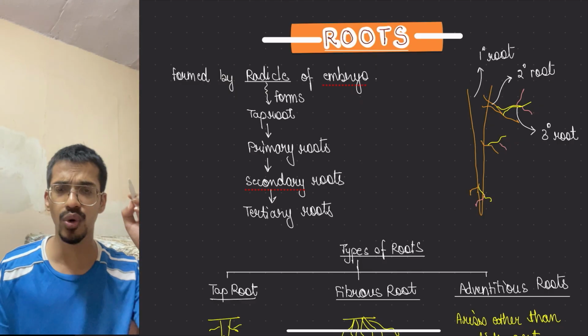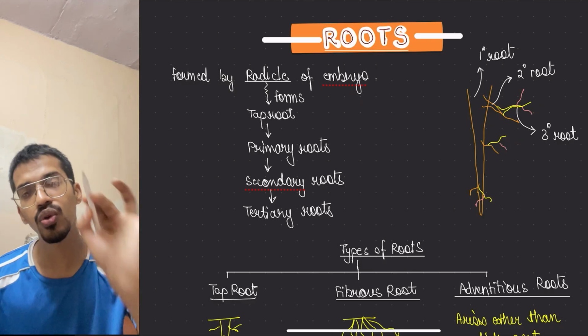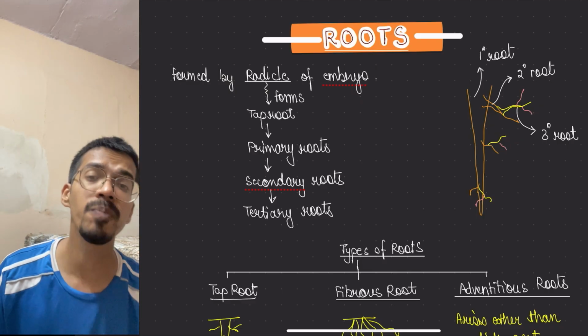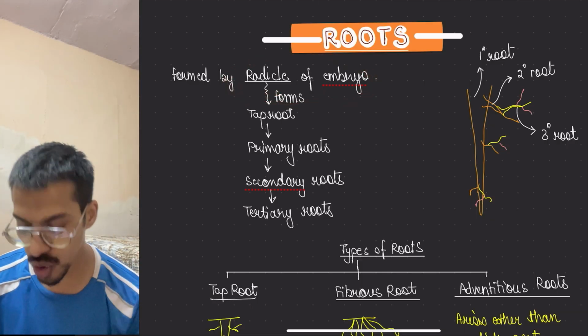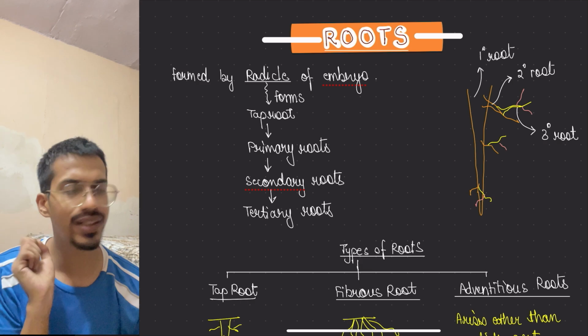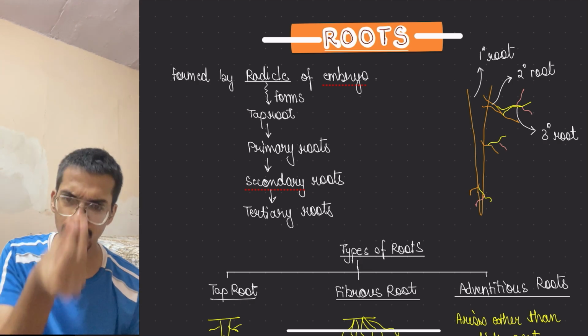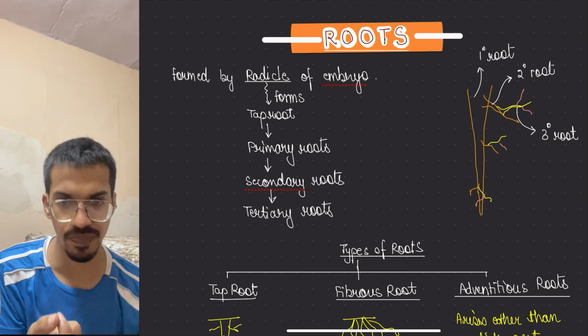We will see the embryo, don't worry, in the later stages. Over there we will see that morphology also. So roots are formed by the radicle of the embryo. It will form what? First the taproot. Taproot means a kind of conical structure that is coming up.